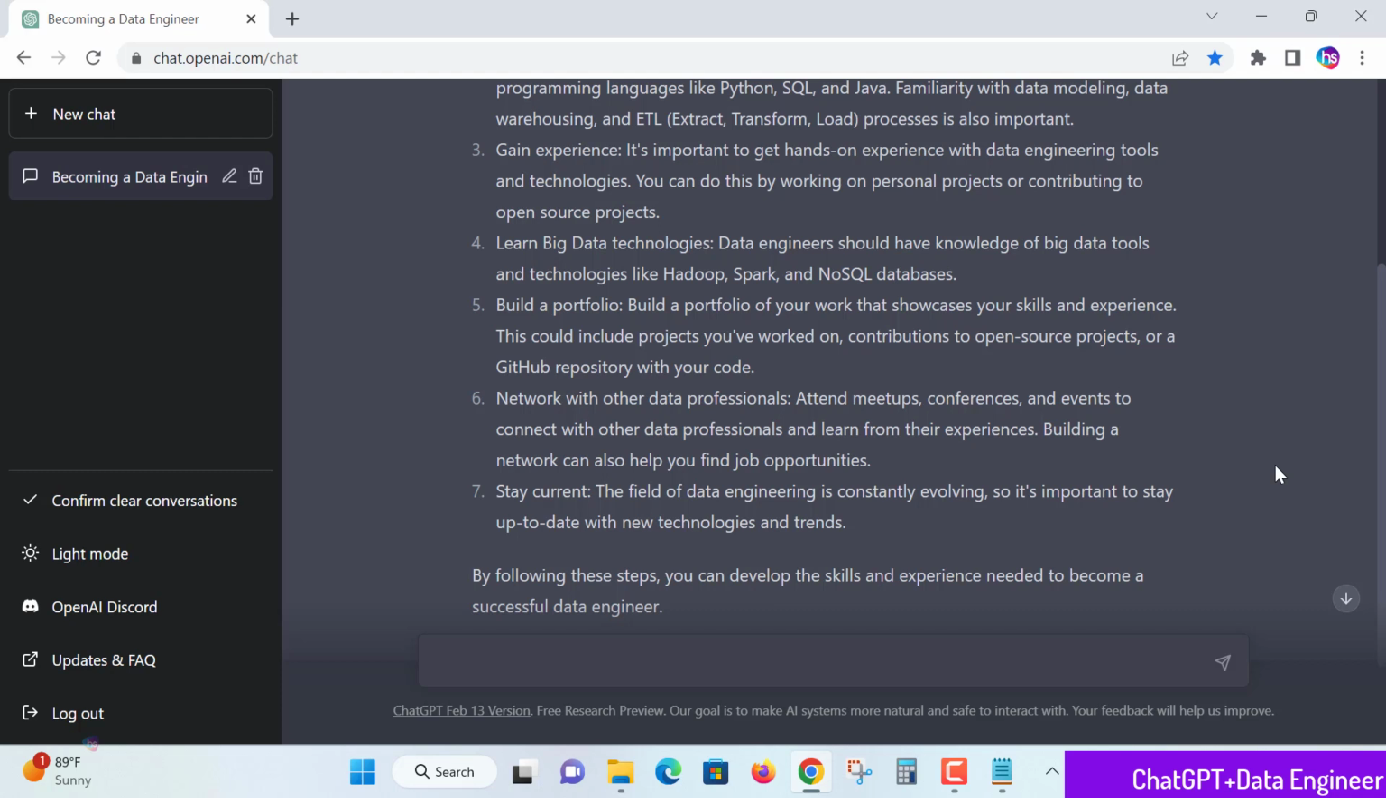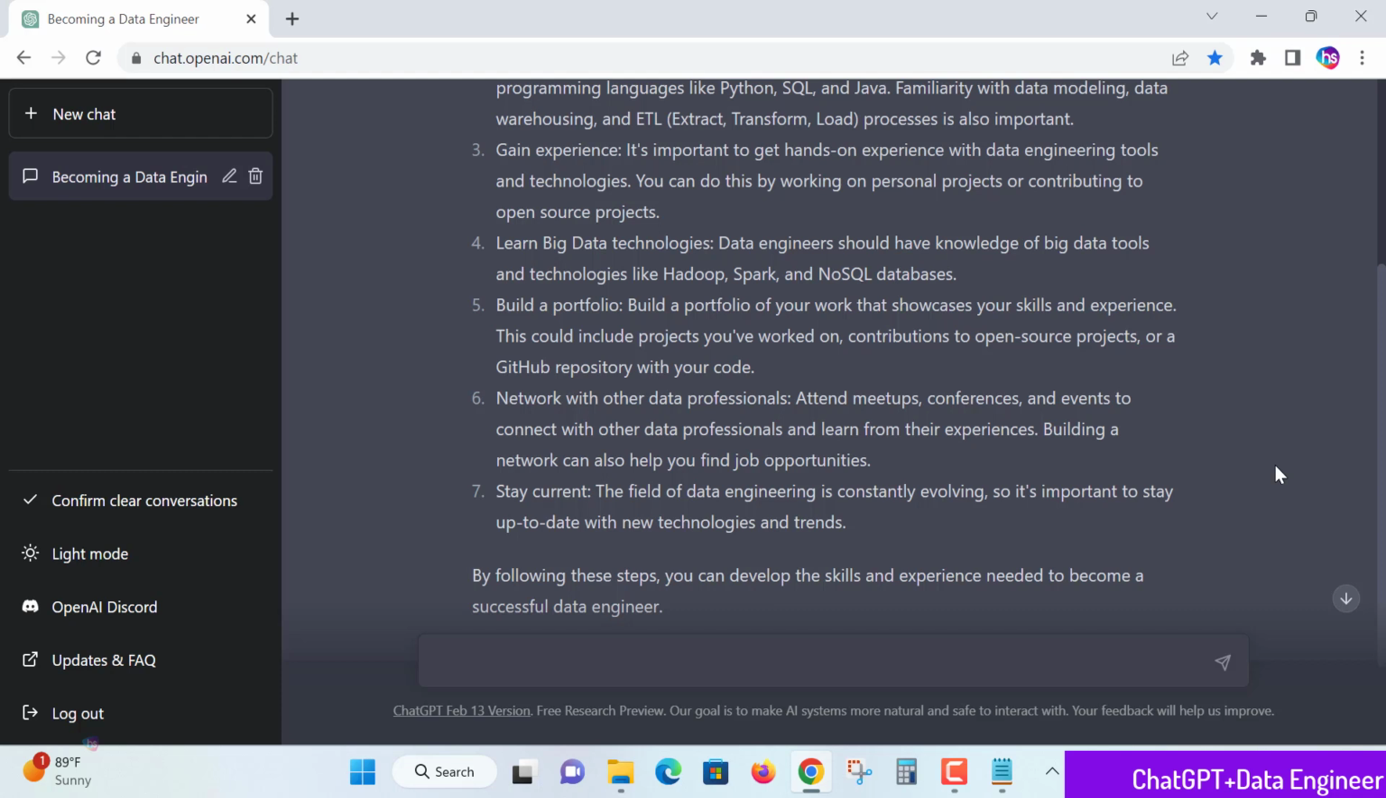Build a portfolio. A strong portfolio is useful for presenting your work, showcasing your skills and experience. This could include projects you have worked on and open source contributions. Yes, definitely you'll get great chances.